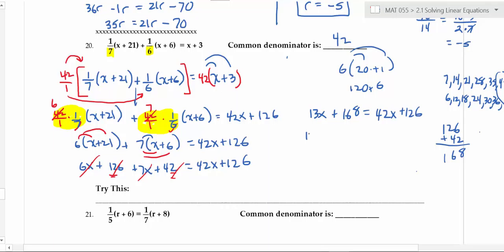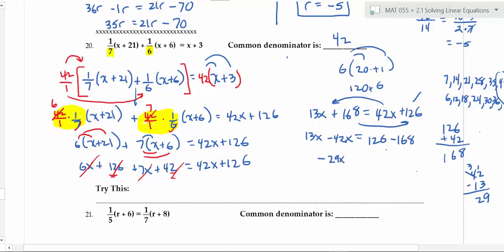Okay, I'm going to rearrange. I'm going to leave the 13x where it is. I'm going to move this, so that is minus 42x. I'm going to leave the 126 where it is, and I'm going to move this, so that's minus 168. Okay, so I'm going to do 13 minus 42. That's a negative answer is the first thing you want to see. So just do 42 minus 13. Okay, so that should be negative 29x. This is also a negative answer, so just do 168 minus 126. Okay, so that is negative 42.